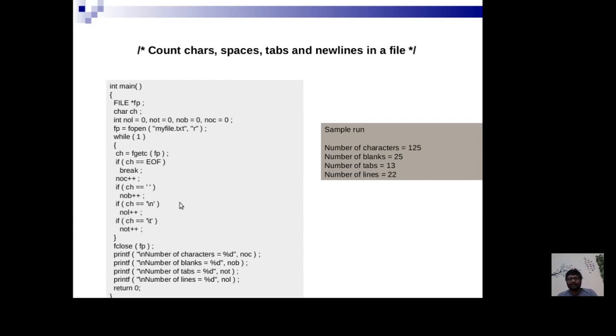When you break out of the loop, these variables contain the number of lines, number of tabs, number of blanks, and number of characters respectively. You print them all. This is what a sample output looks like. But of course, these numbers will depend on the file that you are running it on. The contents of this file, myfile.txt.